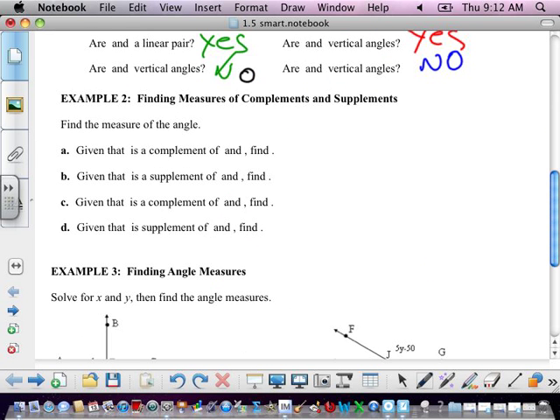All right, so we're looking at example 2A. Given that A is a complement of B and B is 81, what is A? So what is the measure of angle A if B is 81? 9 degrees. So it has to add up to 90. Given that C is a supplement of D and C is 27, what's angle D? Sam? 153? Should have got your calculators out for you guys. Okay, that's angle D.